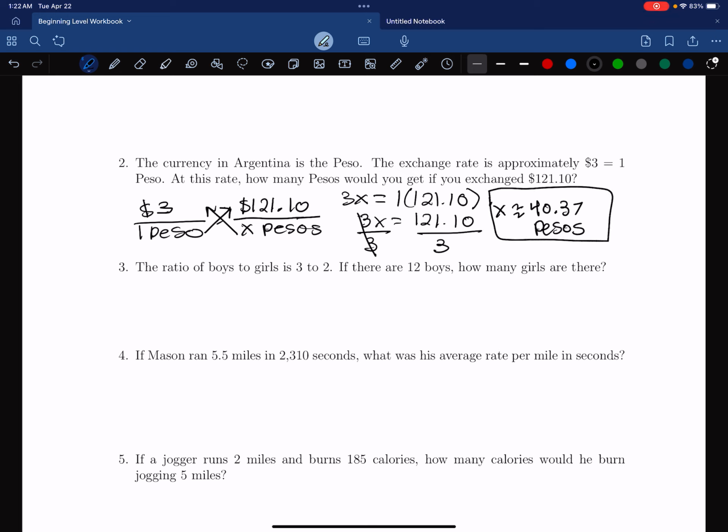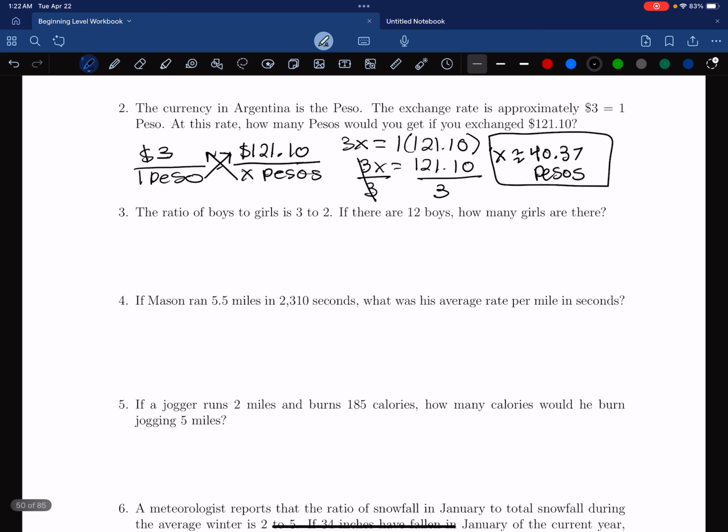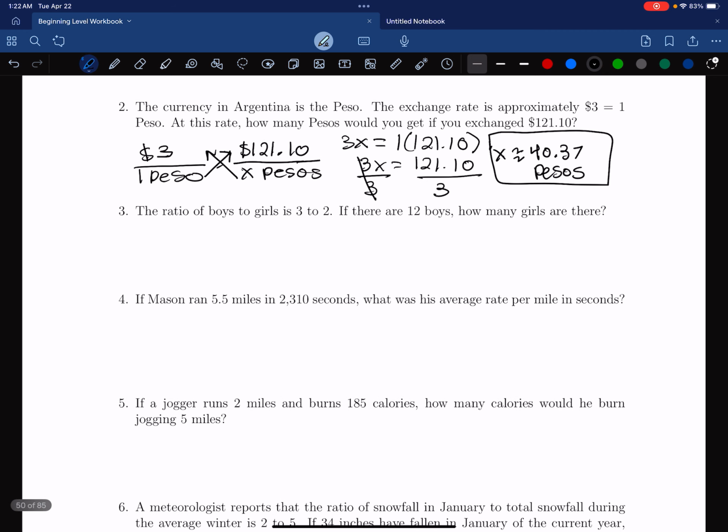There you go. Now, looking at example 3, I encourage you to pause the video and try it on your own. And now let's work through it together. So it says, the ratio of boys to girls is 3:2. If there are 12 boys, how many girls are there? So we want to know how many girls there are, given that the ratio of boys to girls is 3:2 and that there are 12 boys.